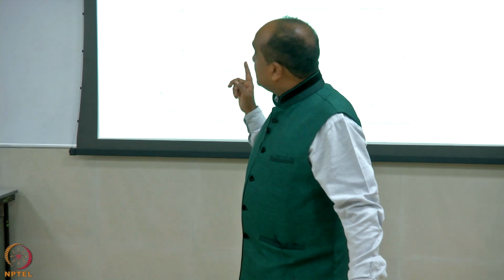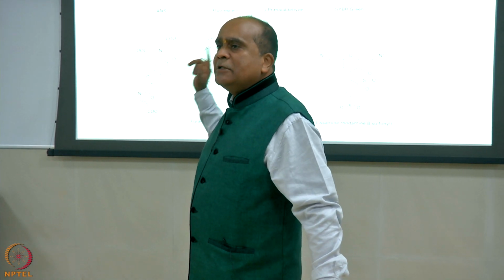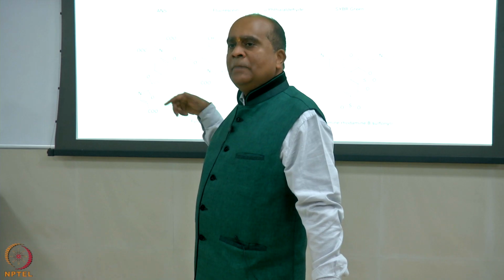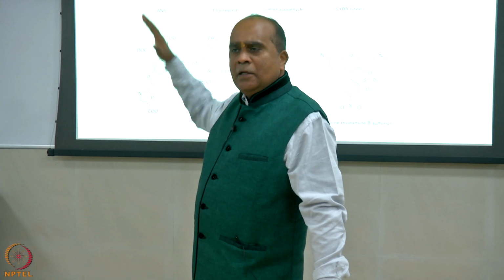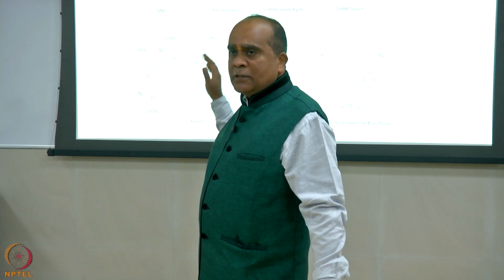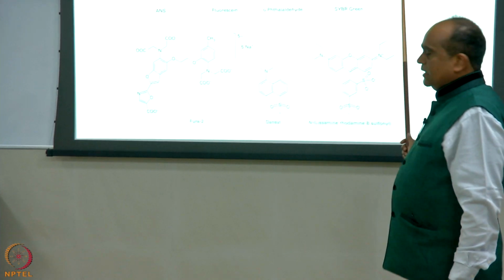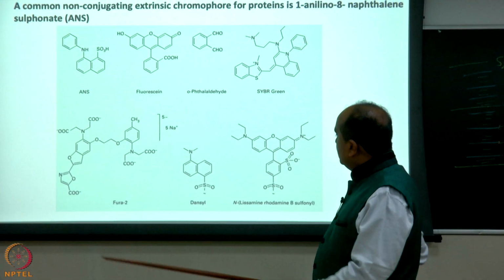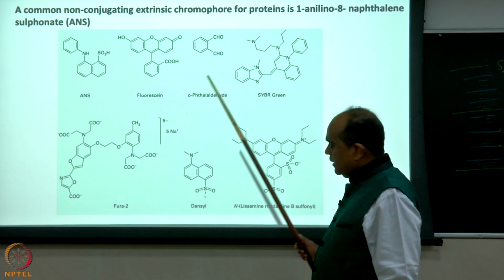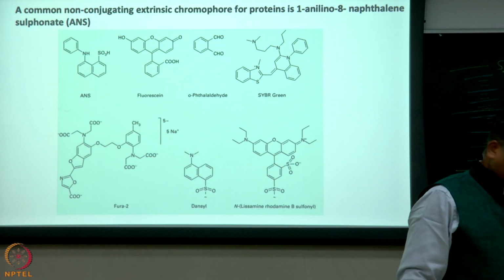So, if you want to understand the exposed hydrophobic surface area, ANS is a fantastic dye that only binds to the exposed hydrophobic surface area. It gives rise to high fluorescence; it does not bind to hydrophilic surfaces, does not fluoresce in water, and gives high fluorescence when bound. Similarly, SYBR Green is used for understanding protein folding. All of these are used as extrinsic fluorophores.